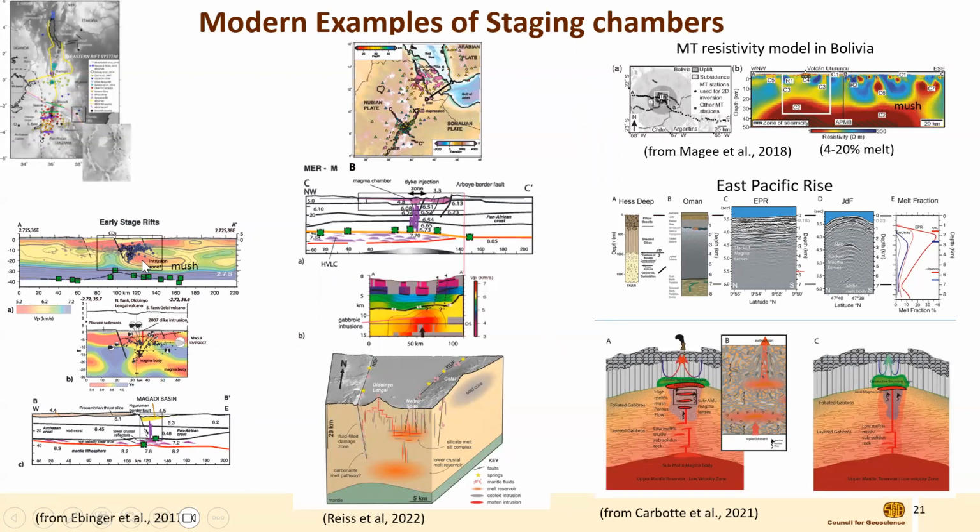What you see are low seismic velocities at about 10 to 15, 20 kilometers here and here. They're discrete bodies, maybe 4 to 20% melt. It's the typical numbers that you see. So it's more of a mush. Melt is usually greater than 60%.